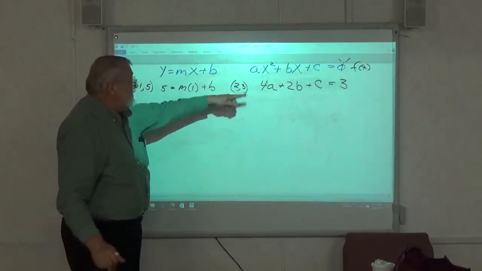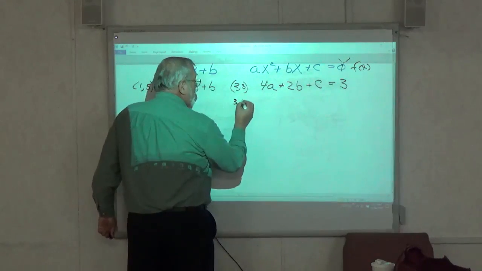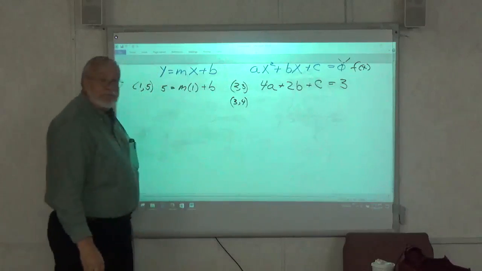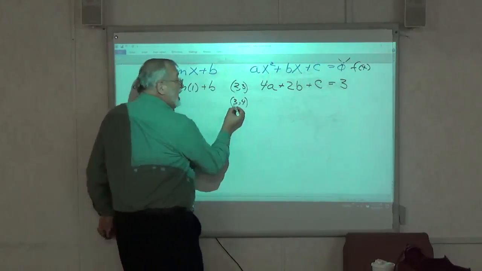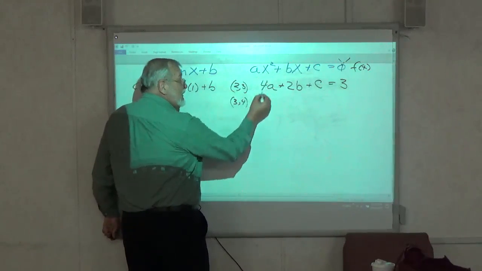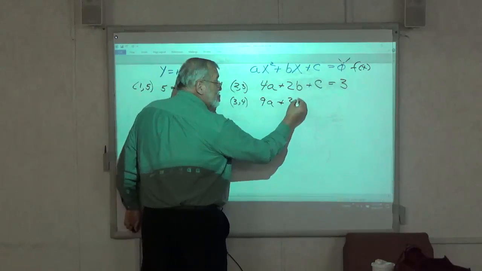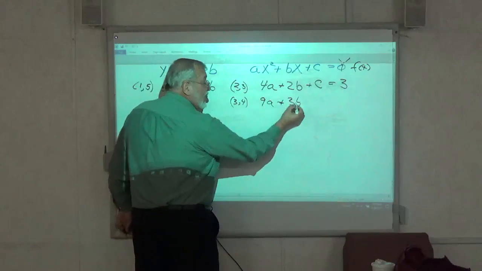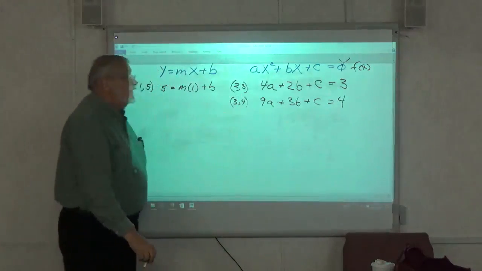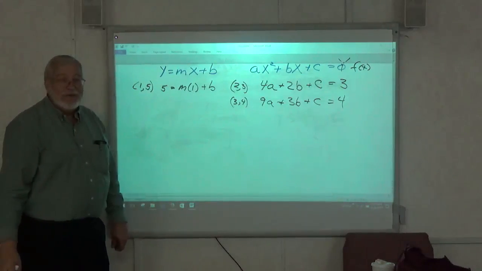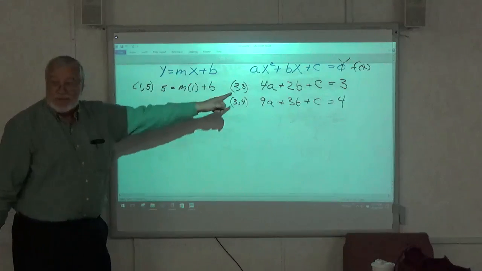Now let's say that I have another one. Let's say that I have (3, 4). What would that do here? What's 3 squared? 9. So this is 9a plus 3b plus c equals 4. Anybody see what I'm doing? I'm just replacing, but what am I beginning to make?